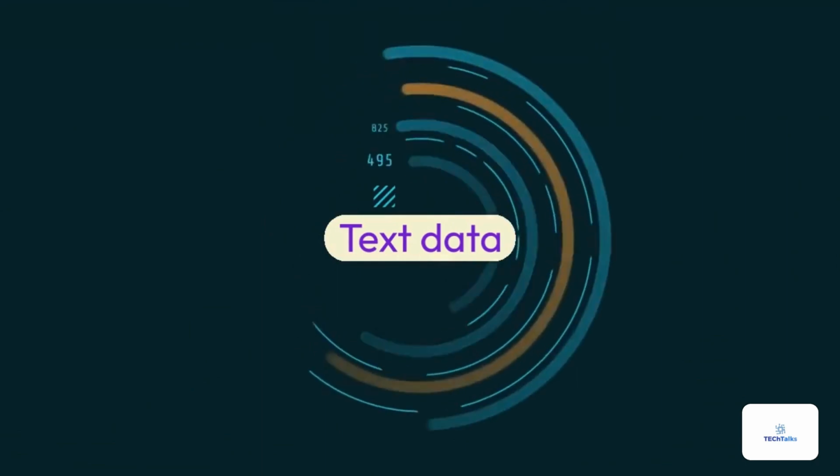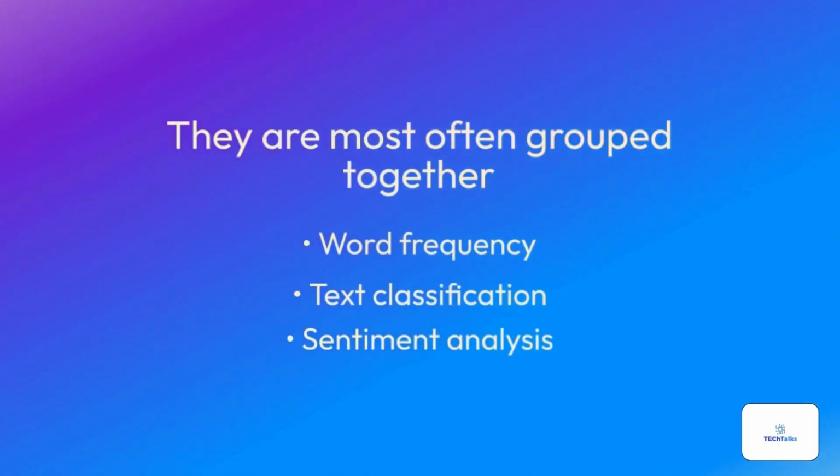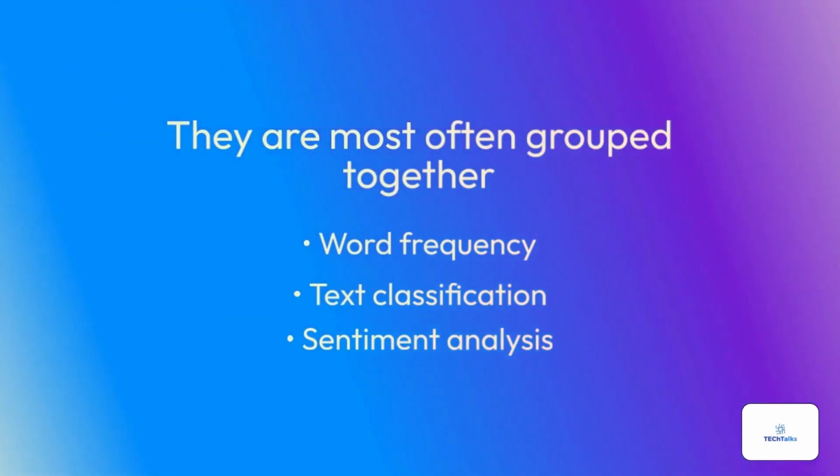Text data. Text data is simply words, sentences, or paragraphs that can provide some level of insight to your machine learning models. Since these words can be difficult for models to interpret on their own, they are most often grouped together or analyzed using various methods such as word frequency, text classification, or sentiment analysis.